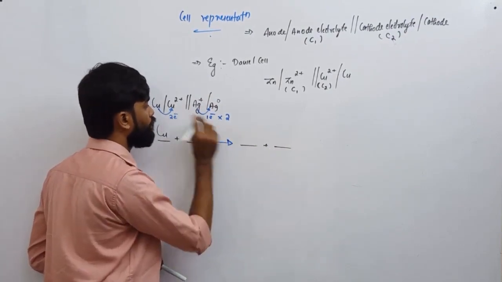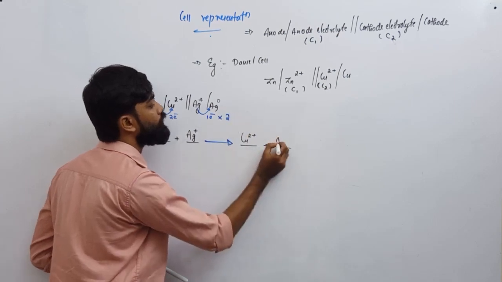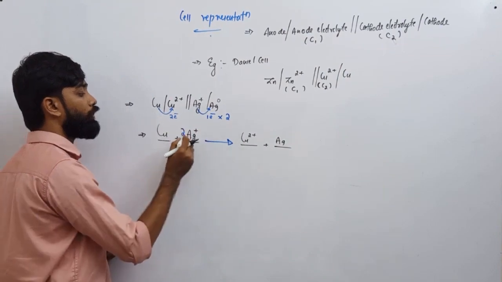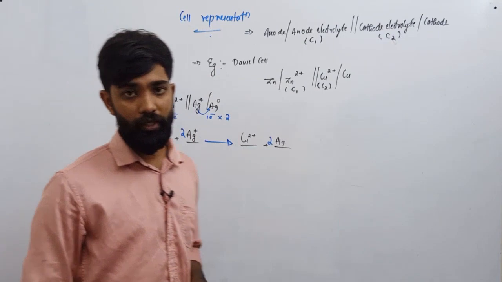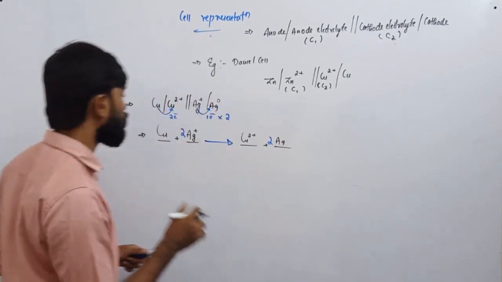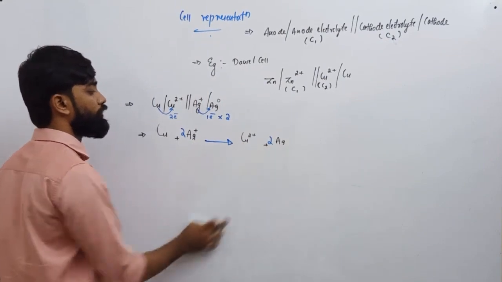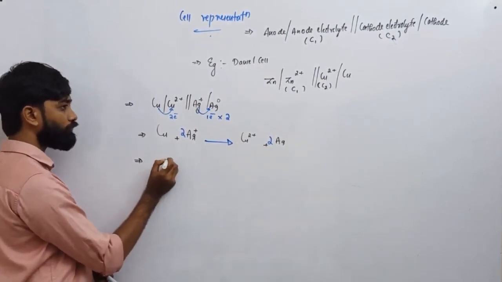Others means from here there is the Cu2+, and from here there is the Ag. But I already told you that you have to multiply by 2 along with your Ag. Then only the reaction will be balanced. So this is how you can write a reaction using cell representation. Is it okay? I'll give you another example. Listen here.